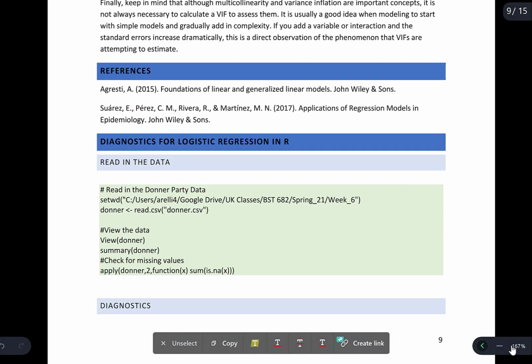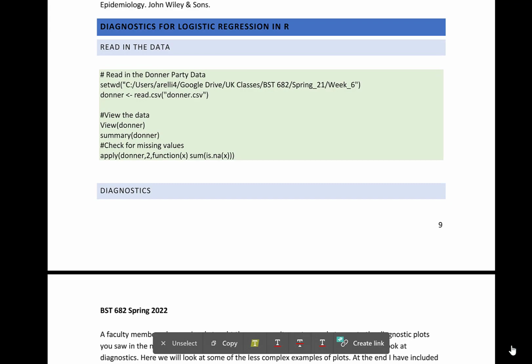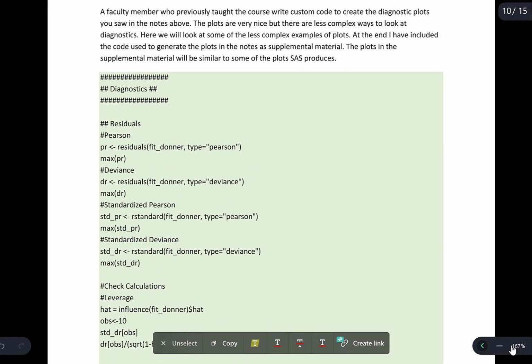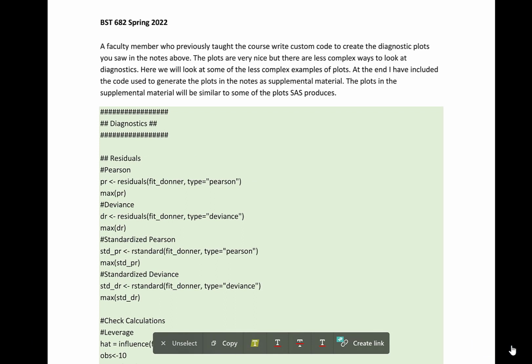Now here at the end, I do have the code for you to create all of those plots in R and in SAS. I have a note here that the fancy plots that you're going to look at on your own up there for the Donner Party example were created by a faculty member who previously taught the course using custom code. You don't actually have to use custom code to make these. Remember, when we look at diagnostics, most of the time we don't need them to be pretty to go into a publication. We just want to glance at them to help evaluate our model when appropriate.